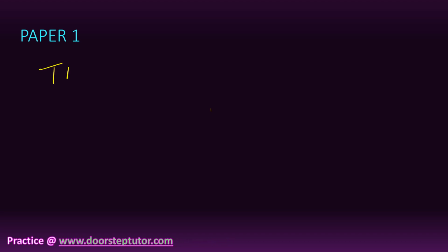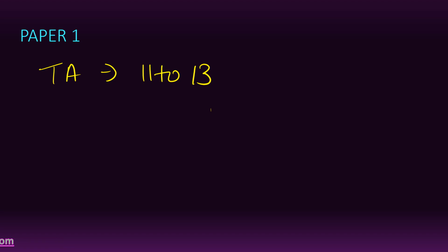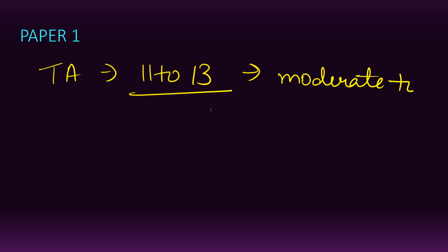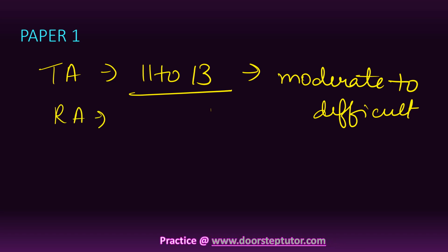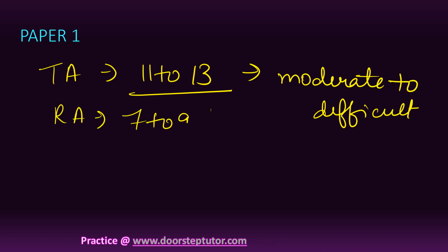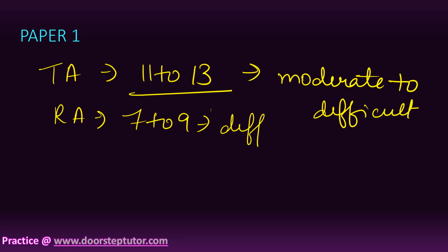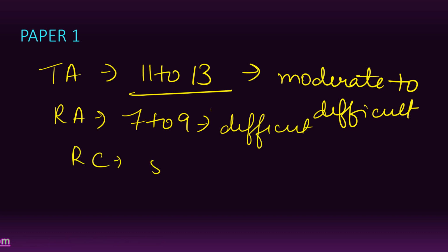So in paper 1, you could easily see that from teaching aptitude, the number of questions ranged from 11 to 13, and the difficulty level was from moderate to difficult in nature. So moderate to difficult, we can say. And from research aptitude, around 7 to 9 questions were asked that were difficult, quite difficult to attempt. From reading comprehension, there were 5 in one set.